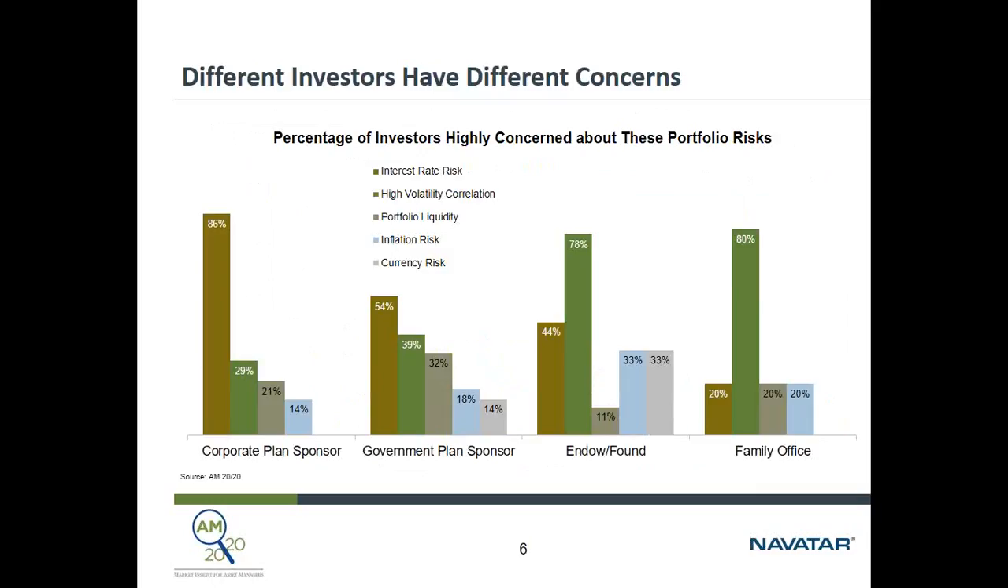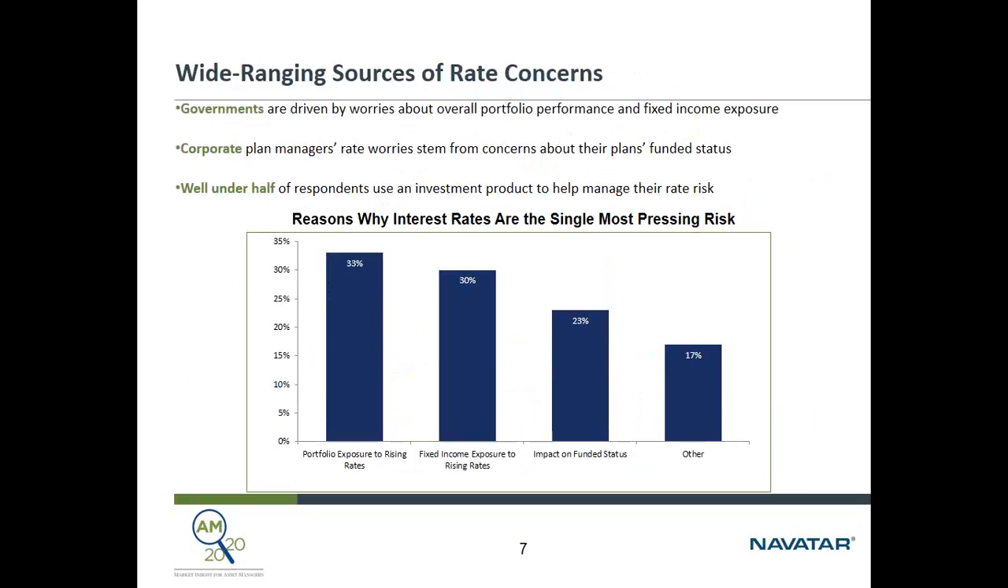And then the message that you're going to use to best resonate with your target segments also falls out of that. So if we turn to the next page, we're just going to dig a little deeper into the worries about rates. So governments are most worried about their overall portfolio performance and their fixed income exposure, which is logical and kind of what you'd expect.